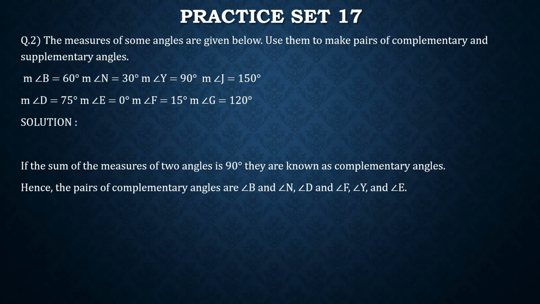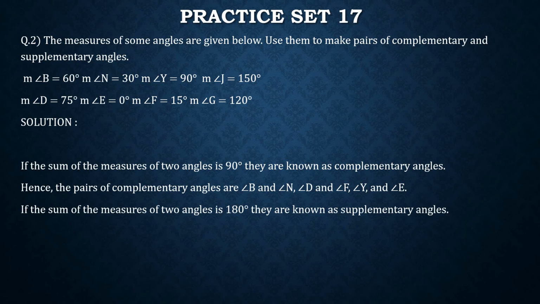Next pair is major angle Y and major angle E. Major angle Y is 90 degree and major angle E is 0 degree. So 90 plus 0 is equal to 90 degree. Hence, major angle Y and major angle E are a pair of complementary angles. If the sum of the measures of two angles is 180 degree, then they are known as supplementary angles. Hence, the pairs of supplementary angles are angle B and angle G. Angle B is 60 degree, angle G is 120 degree. So 60 plus 120 is equal to 180 degrees. So major angle G and major angle B are a pair of supplementary angles.